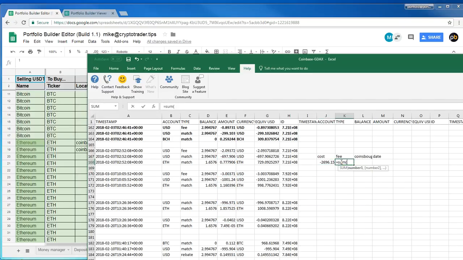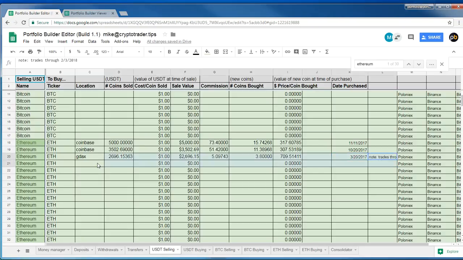So I move these titles down, and I'm going to select the costs. Now I'll grab the fees. Not all of these trades had fees. And now I can grab the coins bought. Okay, so I've got the full trade entered now, and you can see I put a note that this represents a group of trades through 2/3/2018. The most recent was 3/20. Then I'll know the range to go back and look at this later if I want to.